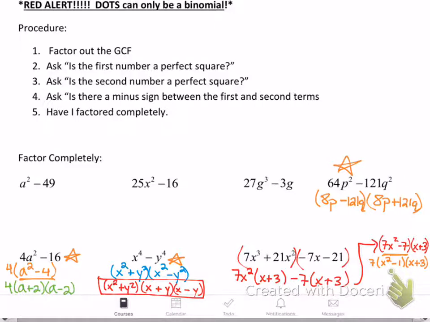And then you'll notice that this x squared minus 1 is a difference of two squares. So this can be split into 7 times two binomials. The square root of x squared is x. The square root of 1 is 1. Put a plus in one of them, put a minus in another. And it turns out that that is my final factored version.